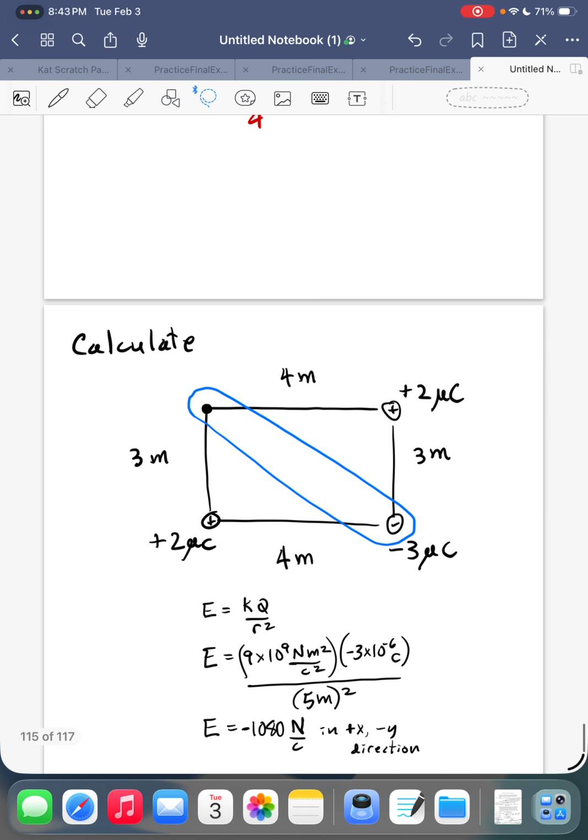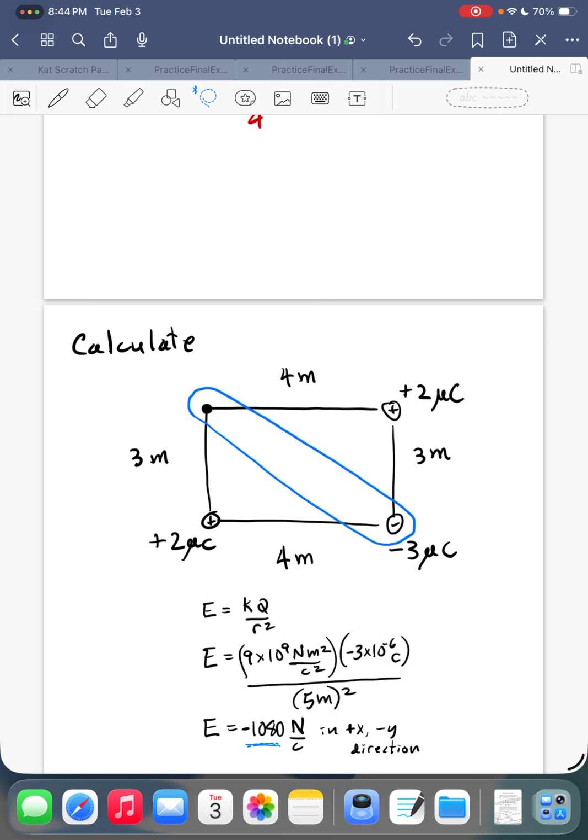So here is our equation. Again, E is kq over r squared. K is that value. Q is minus 3 microcoulombs. So that negative sign is going to be important. Don't forget it. Don't drop it. Actually, when I was first sketching this out, I forgot it. And then I noticed it in the middle of my calculation. So it's easy to do. And the distance, as we said, is going to be 5 meters because that's the hypotenuse of this 3, 4, 5 triangle that we have. So we calculate all that. Ends up being 1,080 newtons per coulomb.